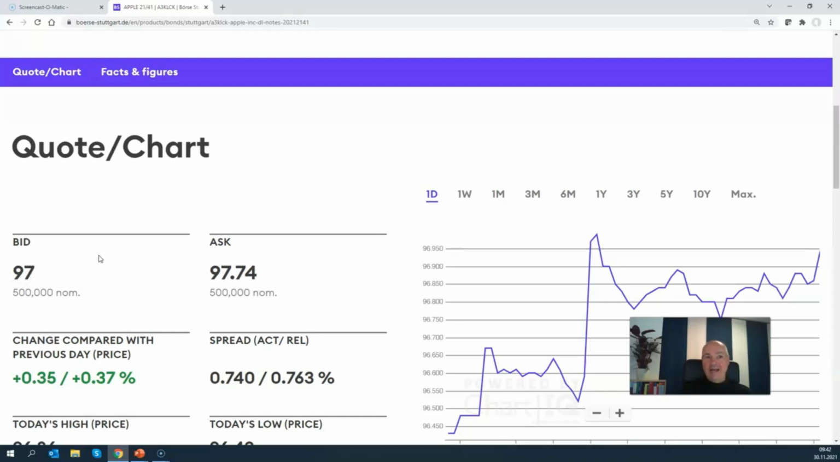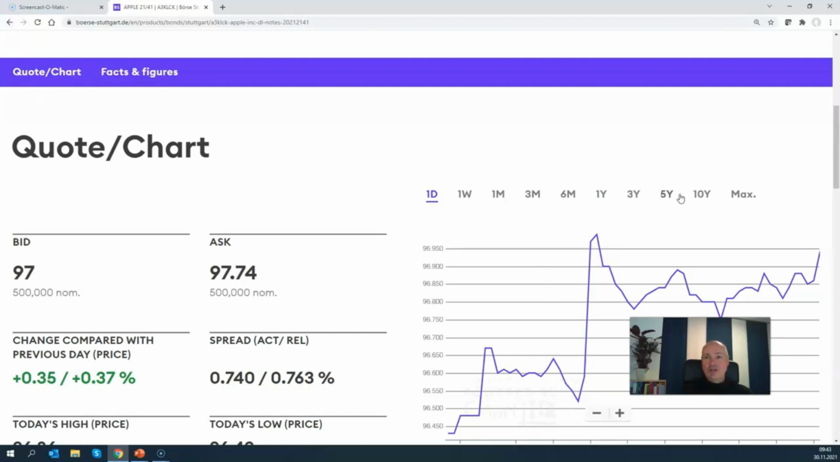Also here we have the bid and the ask, similar to the stock price. The bid is the purchaser side, the ask is the seller side, meaning the demander side is on the bid side and the supplier side is on the ask side.